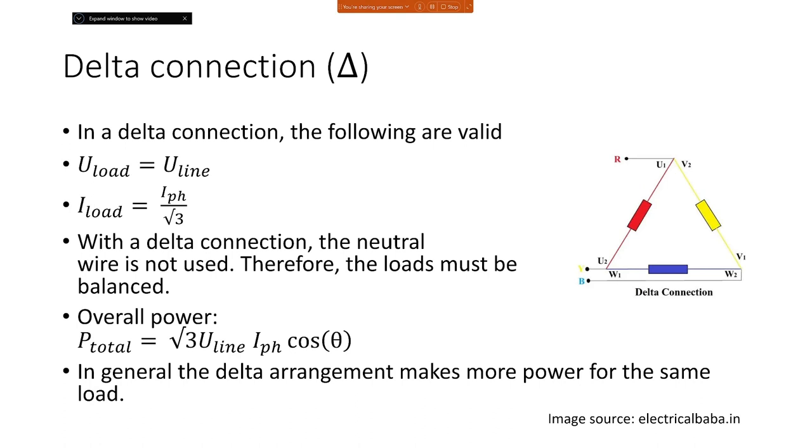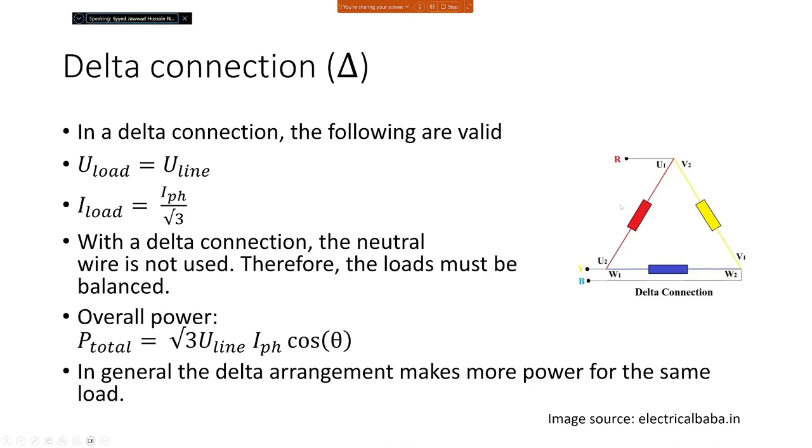Now in delta connection, like mentioned before, the load voltage is equal to the line voltage, but the current in the load is equal to 1 by root 3 times the current in a wire. Because you see, this wire is giving current to both these loads. So the current in one load is 1 by root 3 times the current in the wire. And in delta connection, it's even more important that the load is balanced. Current is dividing itself, right? Divided, correct.